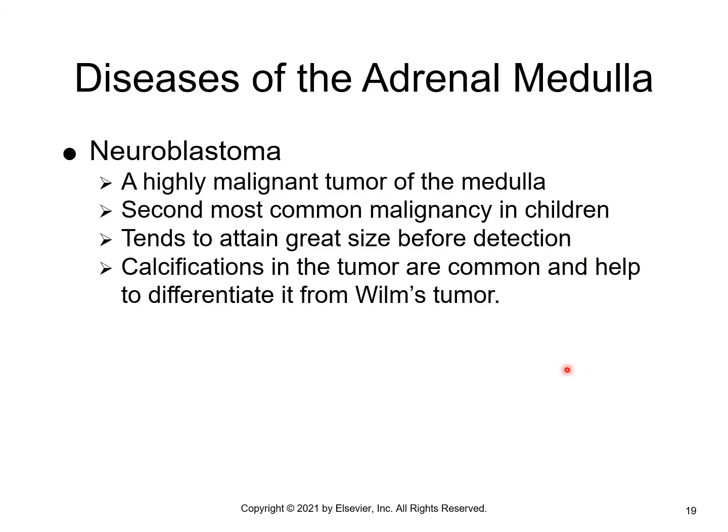All right, another disease of the medulla is called a neuroblastoma. This is a very highly malignant tumor that originates in the medulla, and it's the second most common malignancy in children. It tends to get very large before it's detected, and it can be confused with a Wilms tumor, which is a childhood tumor of the kidney. So one of the ways that you can differentiate a Wilms tumor from the neuroblastoma is by the calcifications in the tumor.